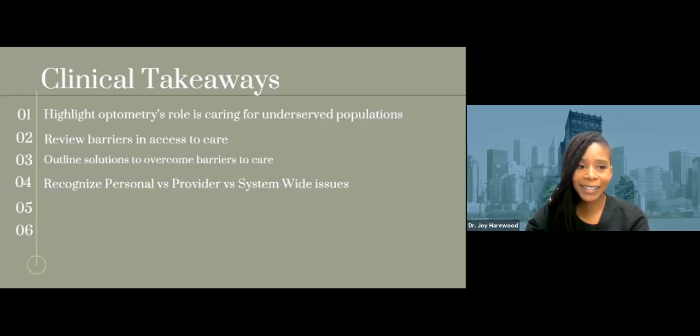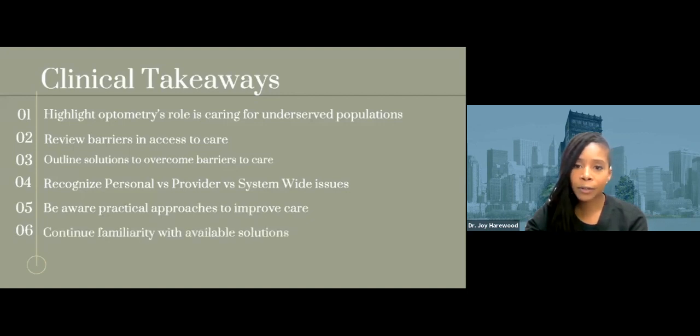We also want you to recognize personal versus provider versus system-wide issues. We want you to be aware of practical approaches to improve care, and also it's a constant process. So in terms of knowing all of these different things that are available for your patients who may have trouble accessing the system, this is something that I interface with, and I'm sure all of us interface with all the time. And in order to stay up to date, it requires us to really make an effort to do so. And that is really going to help our patients, and it's going to make the ease of our care much better and improve access for all.